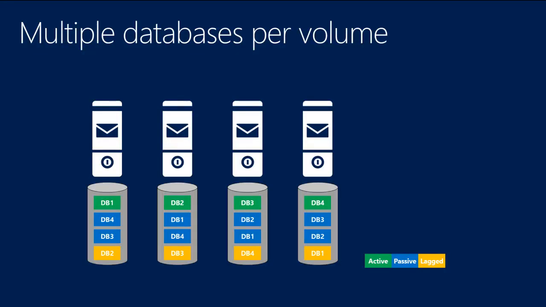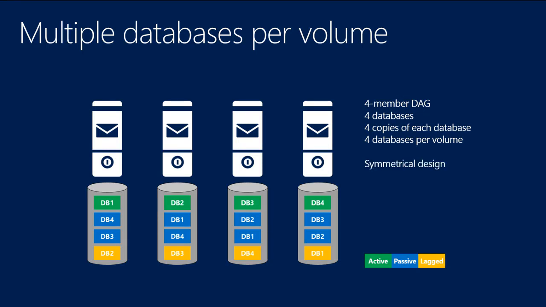So what might something like that look like? Well, here you've got an example of a nice symmetrical DAG. It's got 4 DAG members, 4 databases, and 4 copies of each database. And on each volume, which is that gray cylinder below each server, that is a single volume. It's one JBOD disk in this example. And that one disk is formatted as a single partition. And under that single partition are subdirectories that contain multiple databases, in this case, 4 databases. Each server has on this volume an active copy, 2 passive copies, and a lagged database copy.